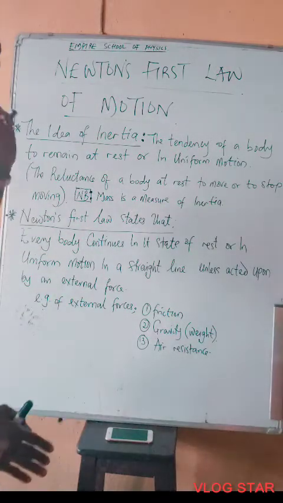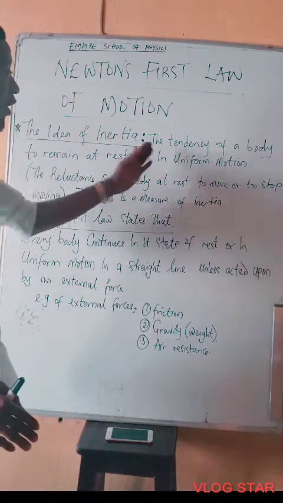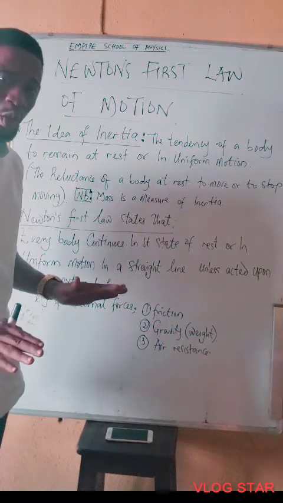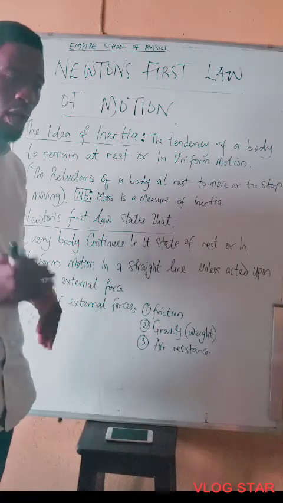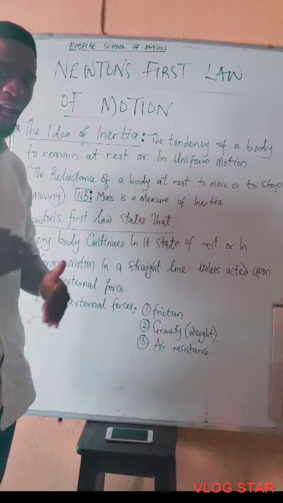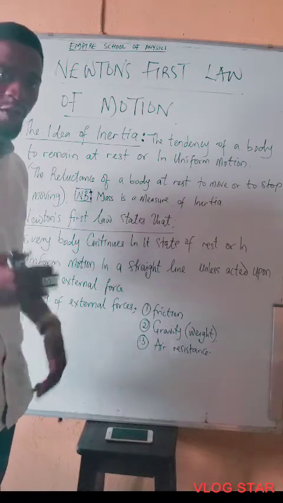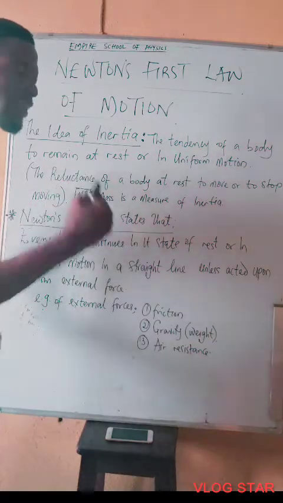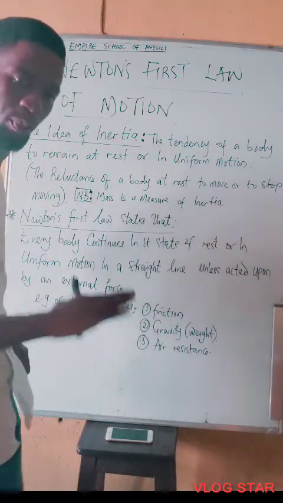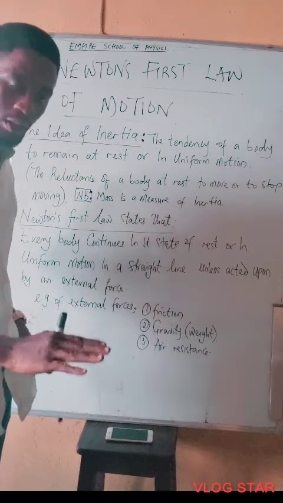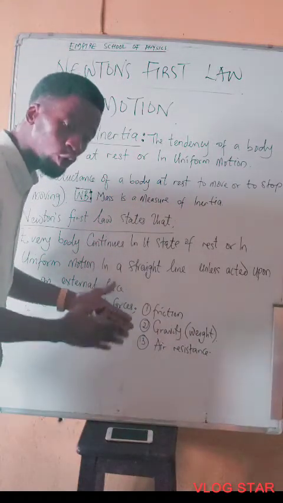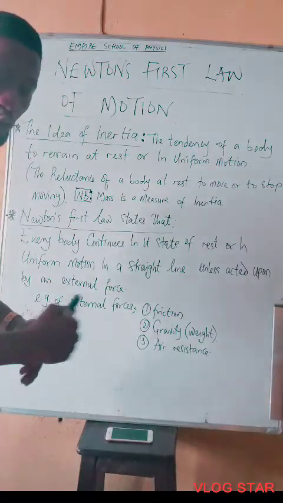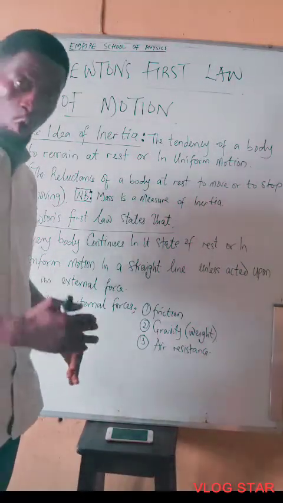If we look at what we have here, the tendency of a body to remain at rest or in uniform motion is simply known as what? Inertia. So inertia explains the first law of motion. The first law of motion tells us that every body continues in its state of rest. If I have this phone here, this phone wants to continue to rest here forever. If you have a football that is rolling, the ball wants to continue to roll forever.